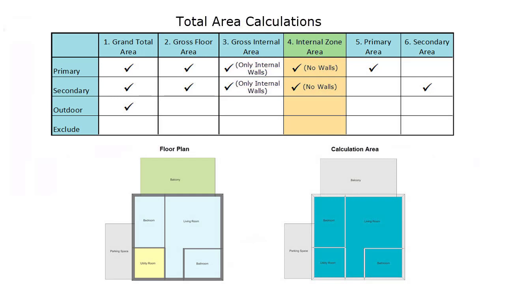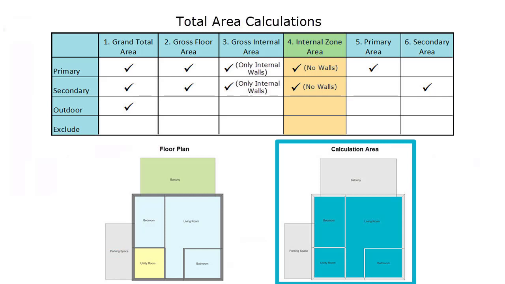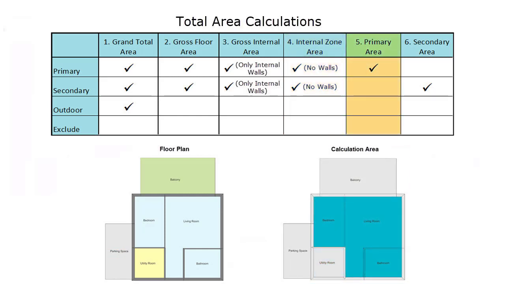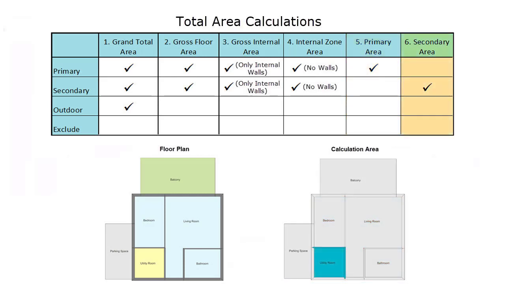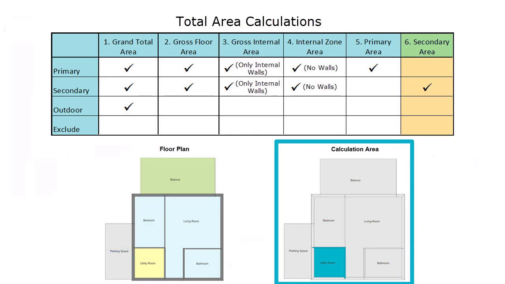Internal zone area sums primary and secondary and no walls. Here it is. The primary area calculation is just areas marked primary and internal walls in primary areas. Secondary area sums all zones marked secondary, including internal walls in secondary zones.